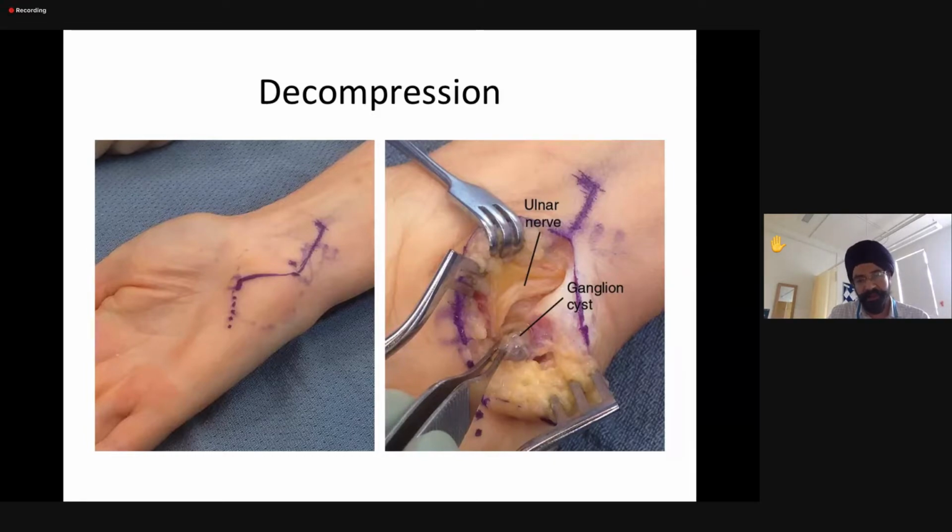Otherwise, a true decompression of the nerve is recommended, and what we do is a Z-shaped incision and decompress the nerve in the whole of the Guyon's canal. We go up to the fibrous arch of the hypothenar eminence to visualize and release that motor branch, because that is where the compression can remain persistent. I have myself seen that in a couple of revision cases.